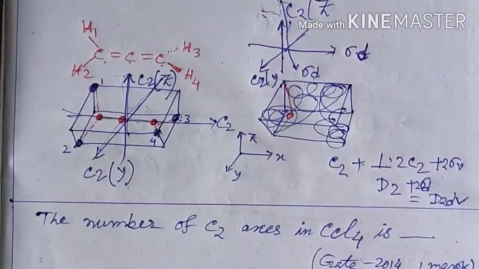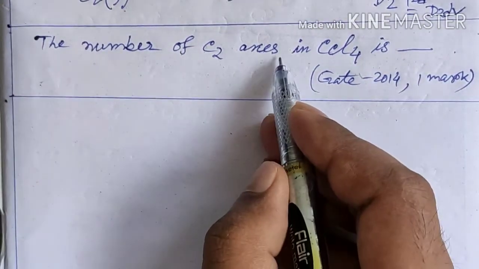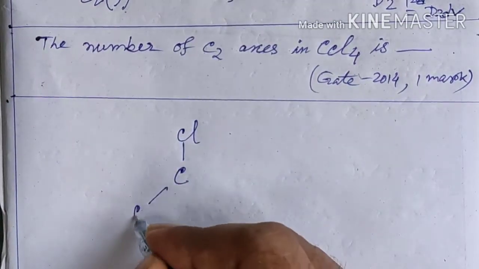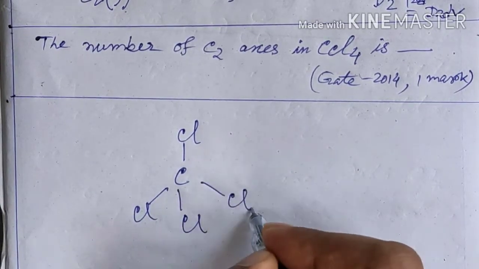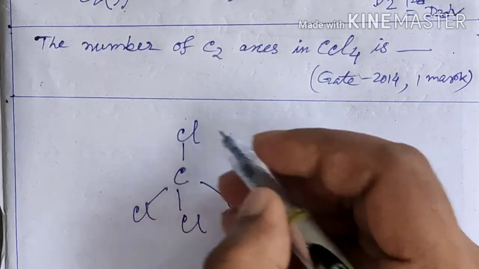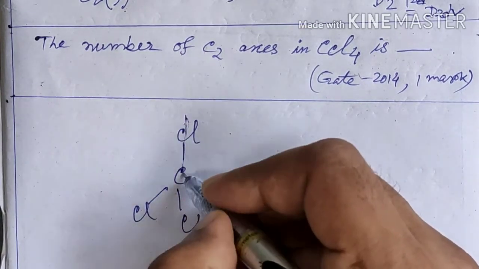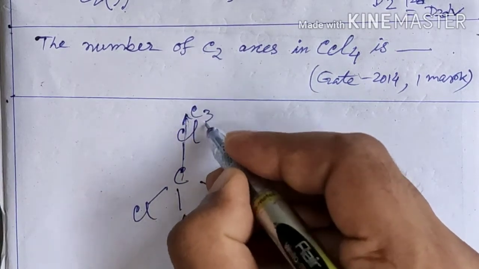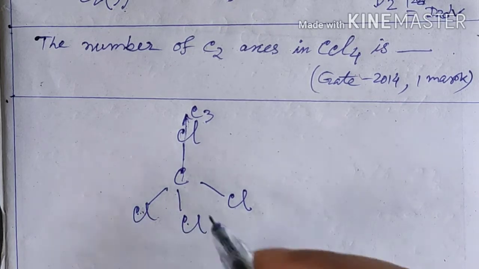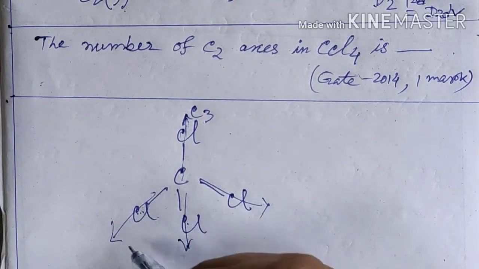Now let's see the next question. It asks for the number of C2 axes in the CCl4 molecule. CCl4 is a tetrahedral molecule, and if you imagine carefully then you can see that there will be 4 C3 axes passing along each C-Cl bond. One C3 will pass along this C-Cl bond and will interchange these 3 chlorine atoms with one another. Similarly there will be another 3 C3 axes along the 3 other C-Cl bonds.